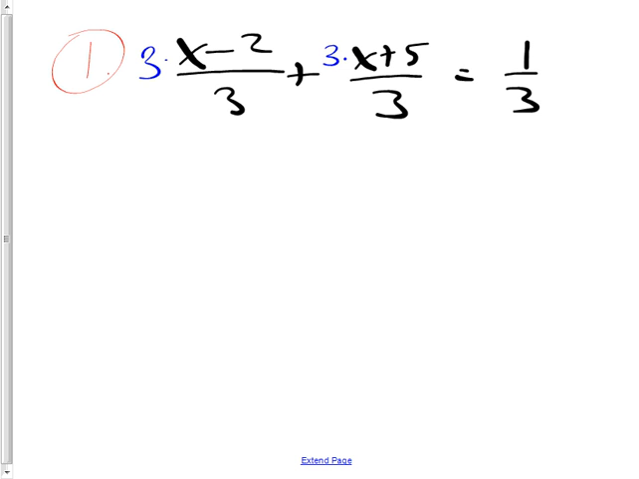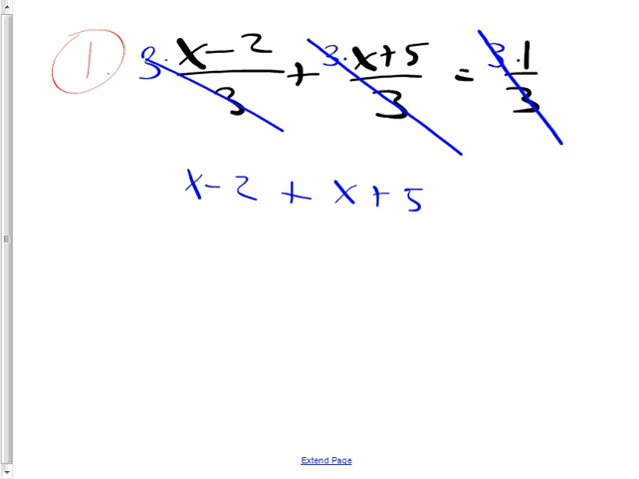This one's like a baby one. Very easy. Cancels, cancels, cancels. All the 3's just cancel. And now all of a sudden I have x minus 2 plus x plus 5 equals 1. This was a little bit weird in that all those 3's just cancel.